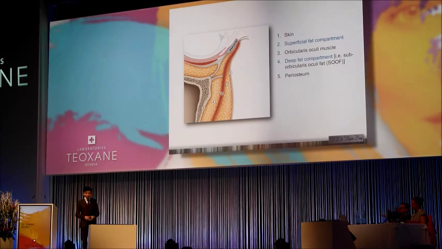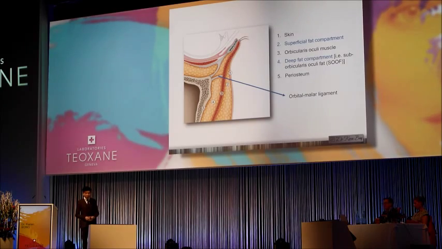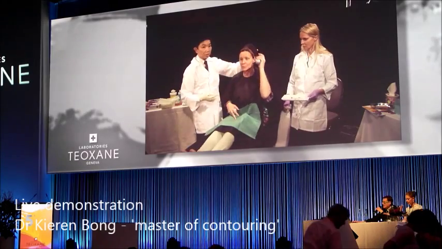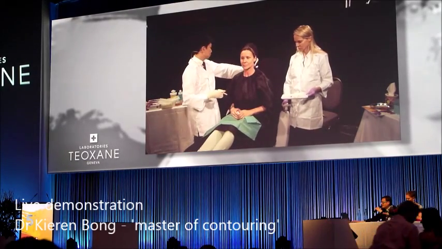We've seen this on some of Teoxane's brochure. But what's even more important to keep in mind that's not in the brochure is the presence of these two structures.